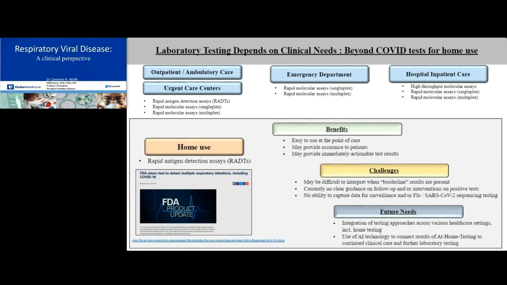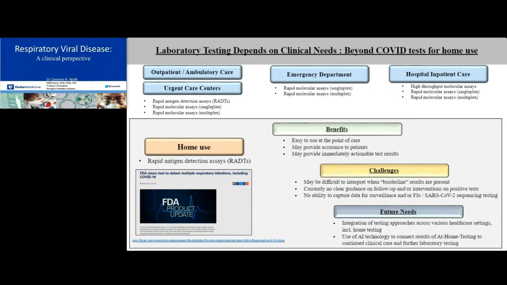Furthermore, there are currently no clear guidelines on how to follow up on positive test results. Additionally, the inability to capture these at-home test results for epidemiologic purposes, especially when patients may only have mild disease and stay at home until recovery, might prove problematic when trying to assess the exact epidemiology of either one of these two illnesses in the future. There are certainly future needs and opportunities as well for home testing, for example, the use of AI for data capture or the integration of at-home testing across different healthcare settings.